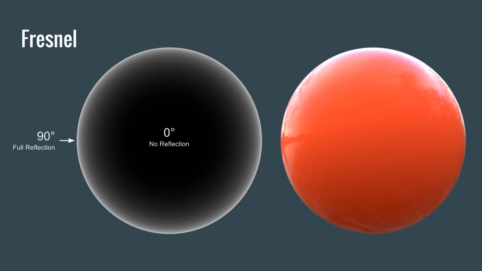And then last week, in the other video, someone said it's Fresnel. I don't know what to believe. All right, so Fresnel is this: as the surface that you're looking at tilts more and more at an angle, you see more reflectivity.